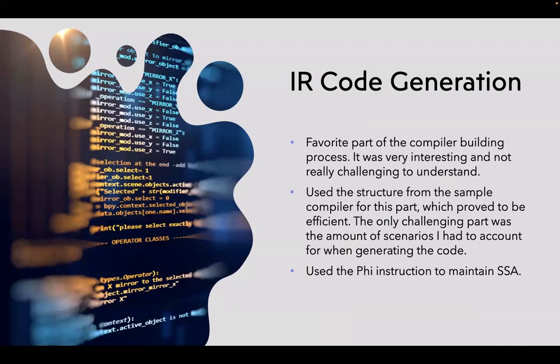So the fifth part was the IR code generation, and it was actually one of my favorite parts of the compiler building process. I found it very interesting and not that challenging to understand once I got to it. And I used the structure from the sample compiler for this part, and I just wanted to mention that I used the sample compiler a lot, and I probably wouldn't have gotten this far without it. And the only challenging part was the amount of scenarios I had to account for when generating code. And one of the additional features sort of was adding the phi instruction to maintain the single assignment for registers.